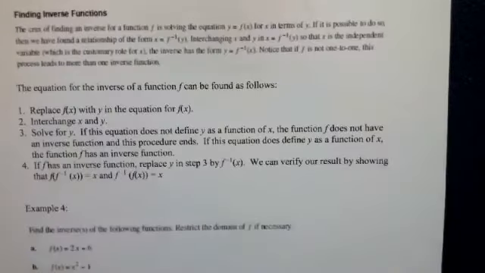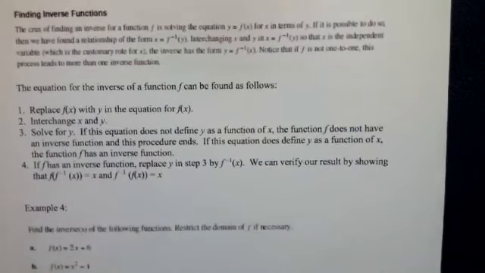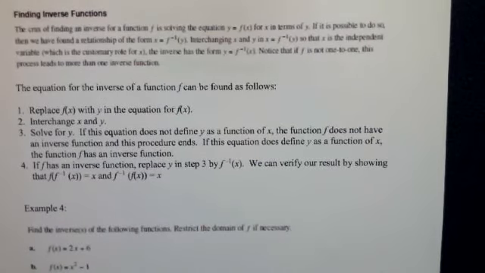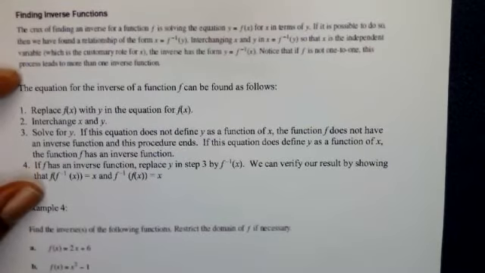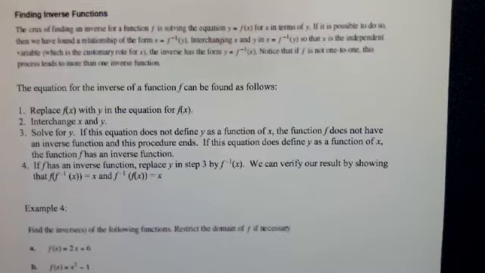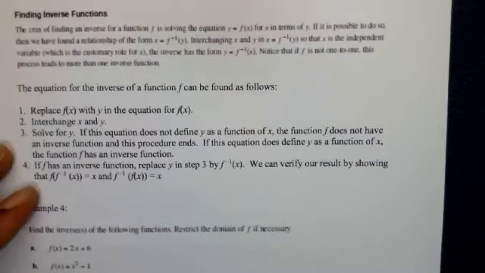All right, next we're going to talk about how to find the inverse of a function. Here is the procedure for finding the inverse of any function f. Number one, you're going to replace f of x with y in the equation. It'll start off as f of x equal to something, so you'll replace f of x with a y. Then you'll interchange x and y. And then third, you're going to solve the equation for y.